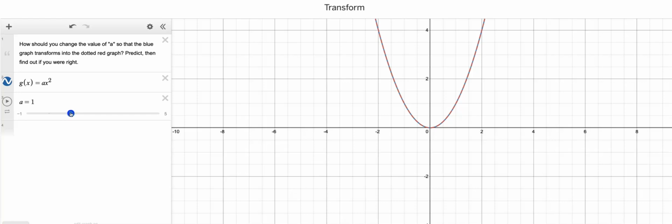So we just have to keep looking at it, and see if you go between 0 and 1, notice how it's getting wider and wider and wider. And 0 is just a flat line there. That doesn't graph a parabola. A can't be 0 on there.